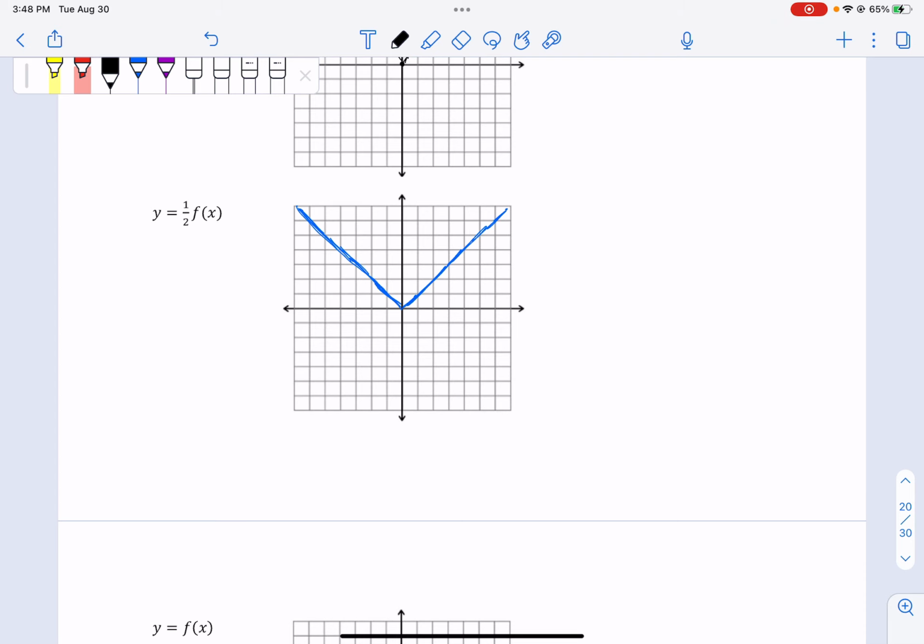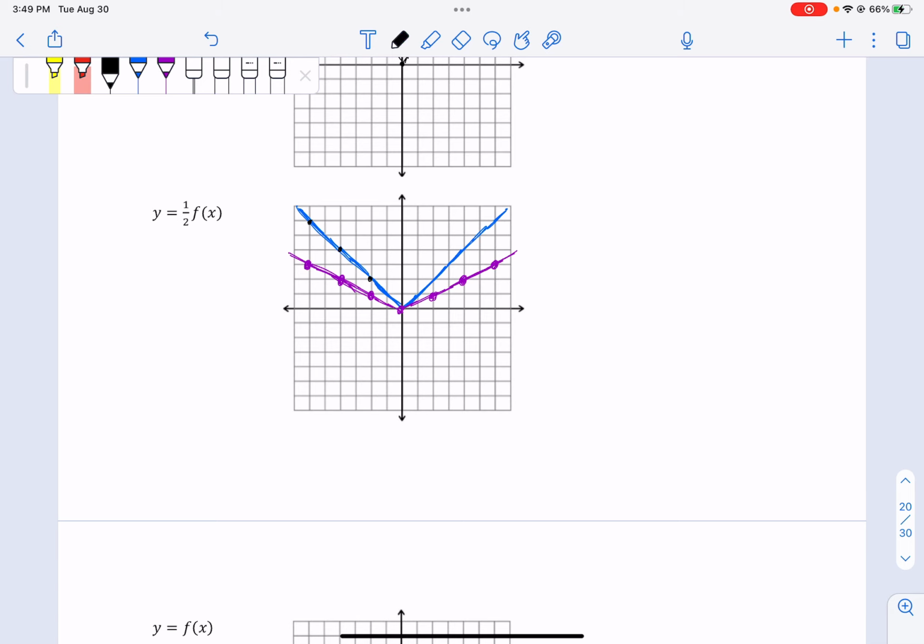So a couple points that I want to use are here, here, and here. You multiply all those by half. 2 becomes 1, 4 becomes 2, 6 becomes 3. 0 is still 0. We do the same thing for all these points over here. And there you go. Your new function is compressed by half. Okay? All the y values are halved.